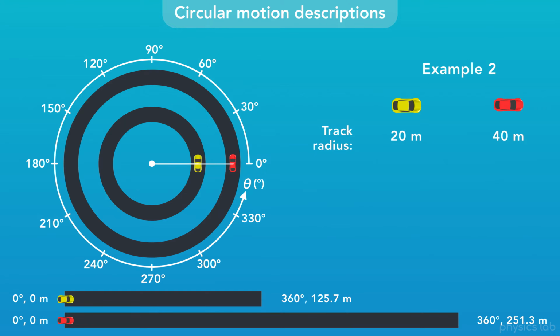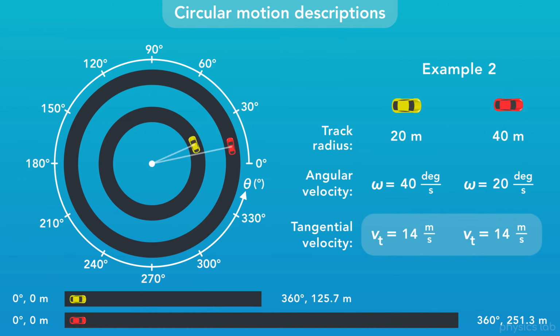On the flip side, here's an example where the cars have the same tangential velocity, but different angular velocities. The driver in the yellow car is driving the same speed as the driver in the red car. But since the yellow car is driving around a smaller circumference, it drives around its track, 360 degrees, in less time, so it has a higher angular velocity. Even though the tracks have different lengths, or different tangential distances, they both cover the same angle of 360 degrees, or in SI units, 2 pi radians.